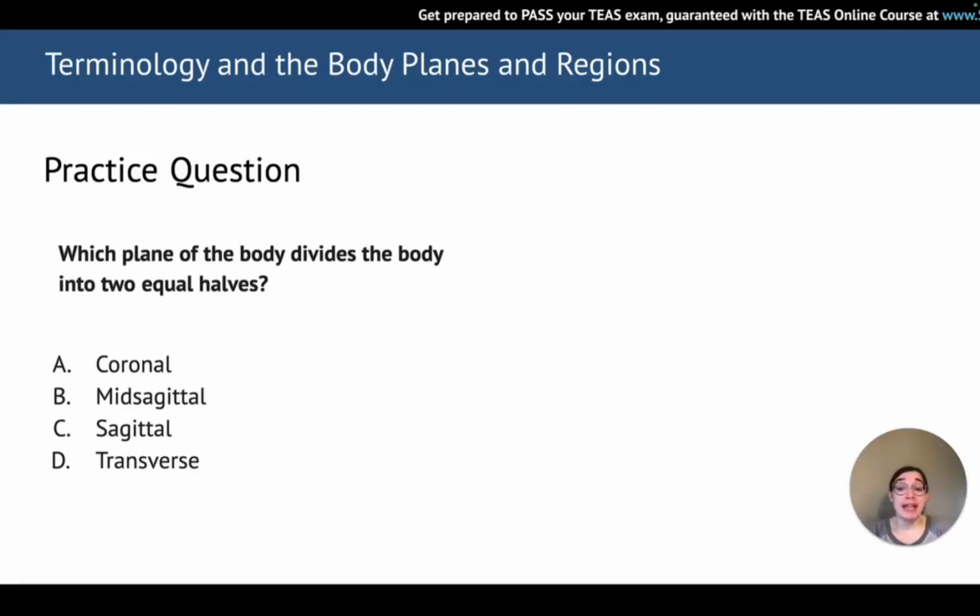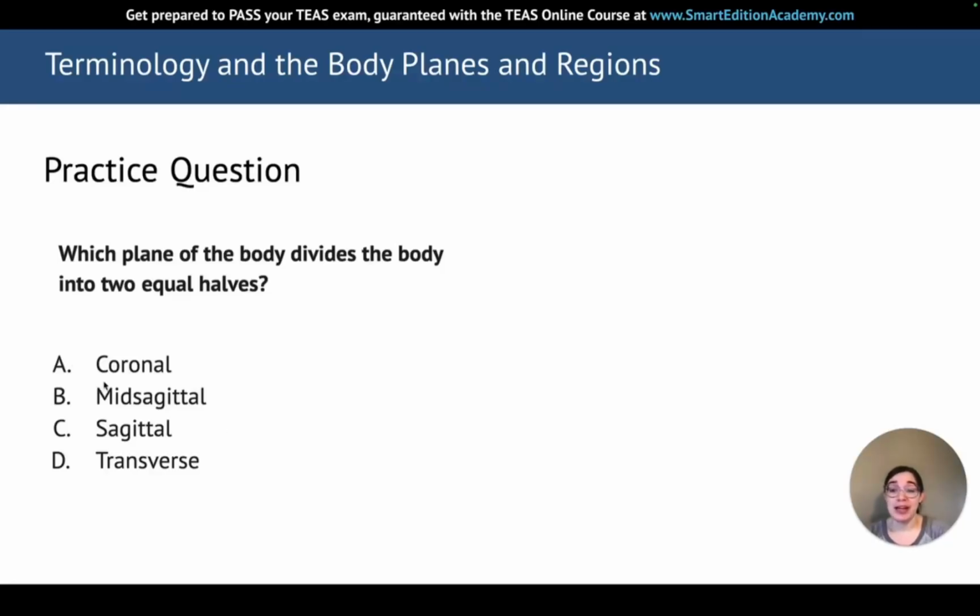All right, which plane of the body divides the body into two equal halves? Is it A, the coronal plane? Is it B, the mid-sagittal plane? Is it C, the sagittal plane? Or is it D, the transverse plane? And the key word here in our question is the term equal.